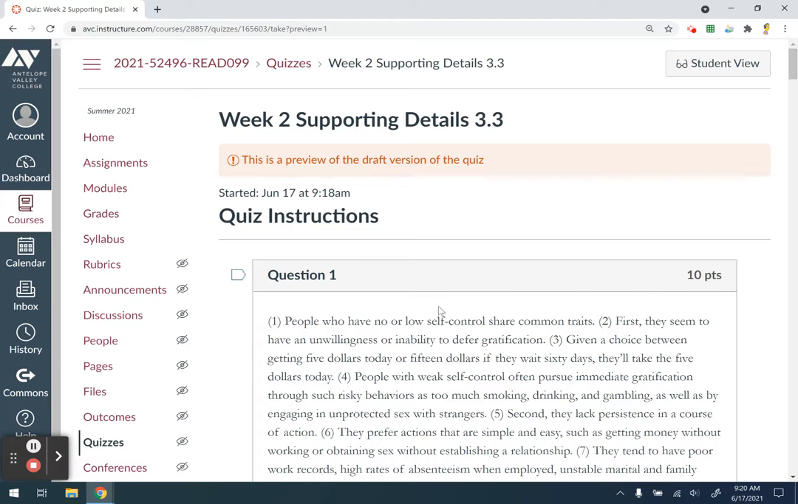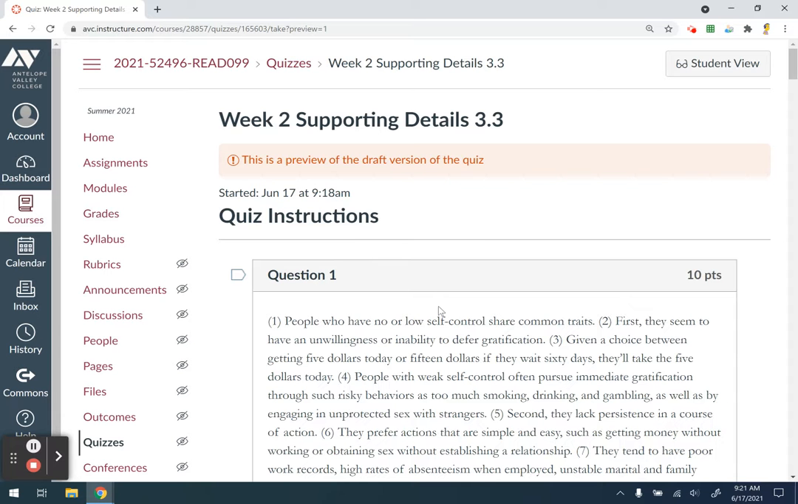So again, supporting details. The point of supporting details is to support, of course, the main idea. In looking for supporting details, there are two categories, major details and minor details. Whether you're outlining, annotating, reading, or taking an exam or quiz, whatever it is, you have to be able to differentiate between the main idea and supporting details.